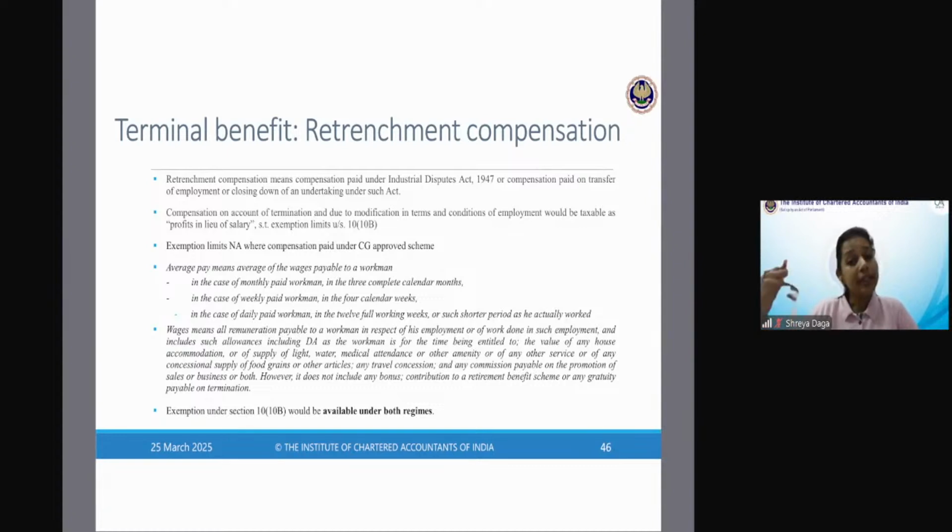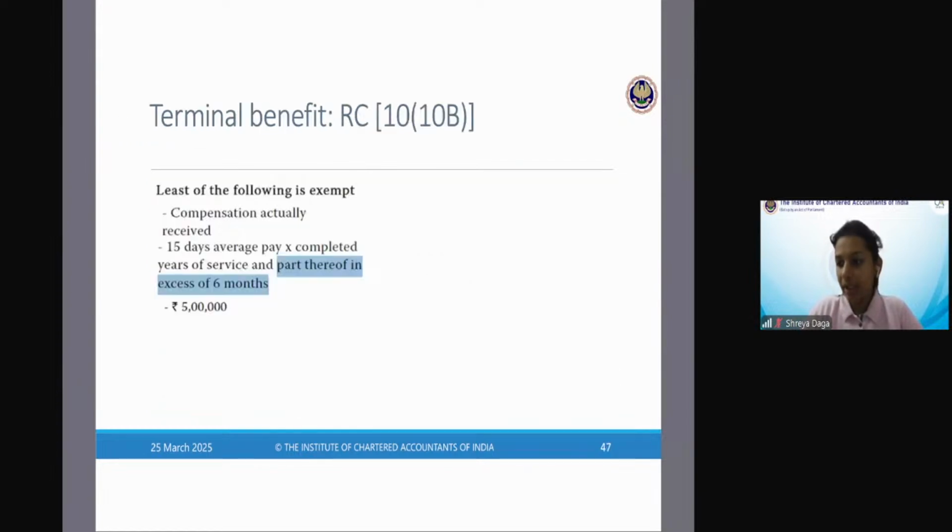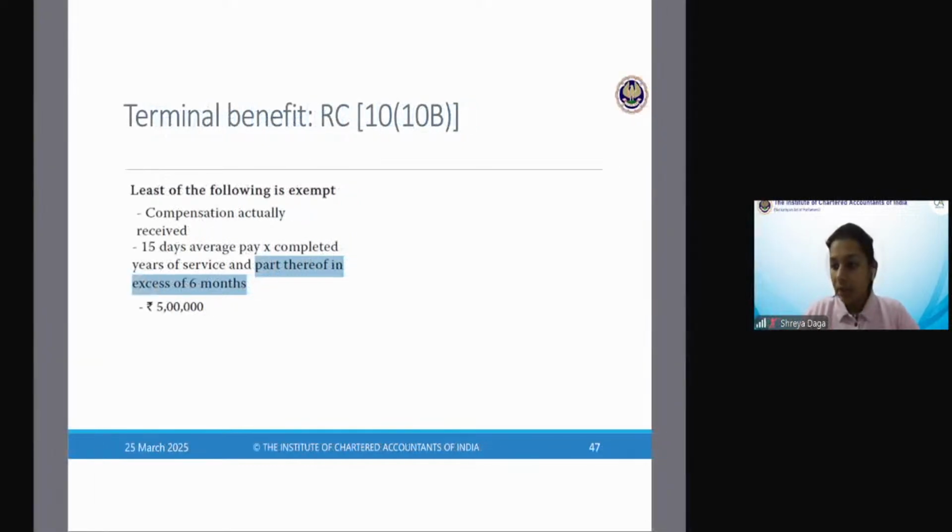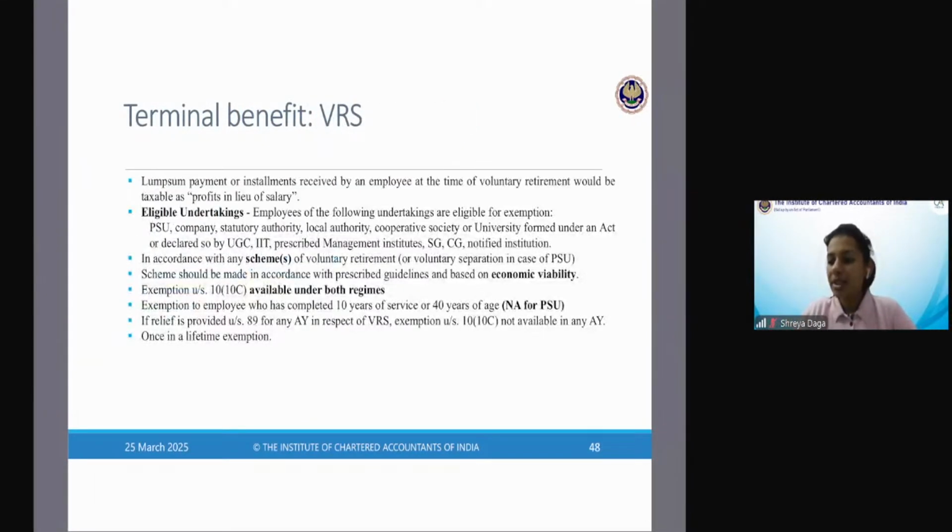But we found out that it can happen to laborers also, and therefore they have used the word wages, and they have defined that if it is a daily paid worker, if it is a weekly paid worker, if it is a monthly paid worker, how should the wages be considered? Okay. And we found that there is a formula of how it can be exempt. There is no special relief over here for government employees, like you can see. Okay. Then we did VRS.